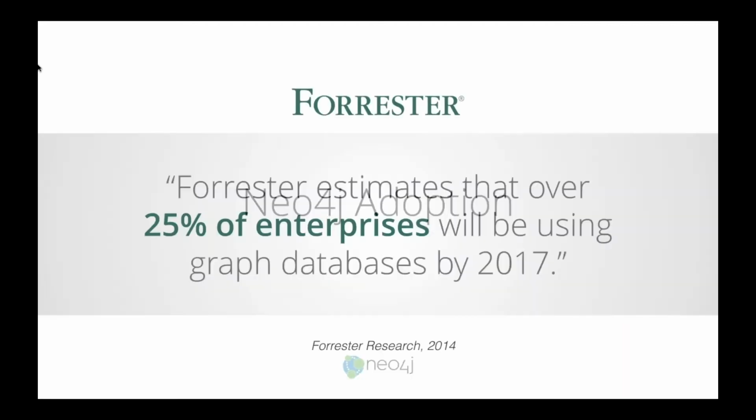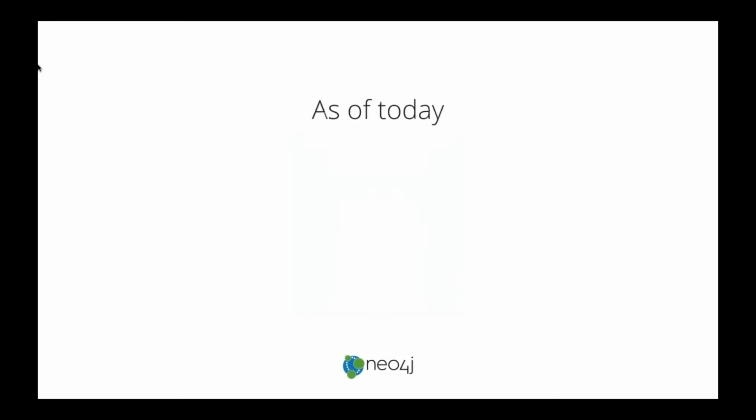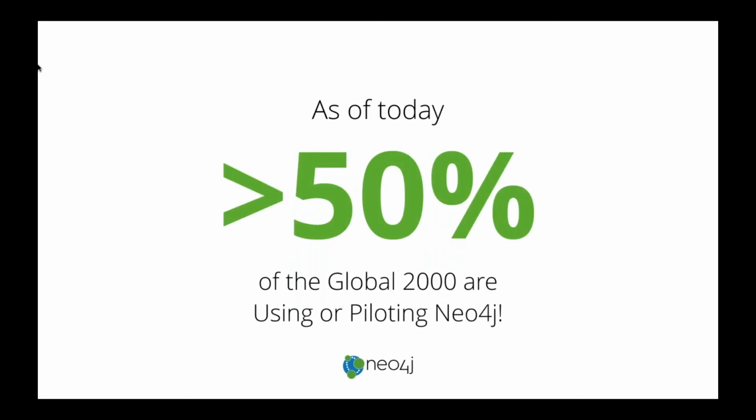So finally, we'll start to talk about the adoption of Neo4j and graph technologies. We love this particular prediction from Forrester. They were saying back in 2014, 25% of enterprises will be using graph databases by 2017. Well, that's right now. As of today, we're seeing that over 50% of the Global 2000, those are organizations who have revenues of over $1 billion, are using or piloting Neo4j. We know that already. So what do we say, Ryan? Forrester was half right?